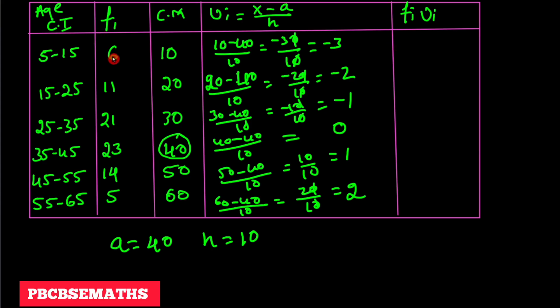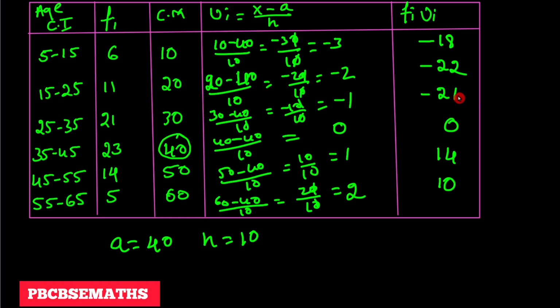Let's multiply that with the frequencies. 6 into minus 3 gives us minus 18. 11 into minus 2 gives us minus 22. 21 into minus 1 gives us minus 21. 23 into 0 gives us 0. 14 into 1 gives us 14. At last 5 into 2 gives us 10. So this is our f i u i value.